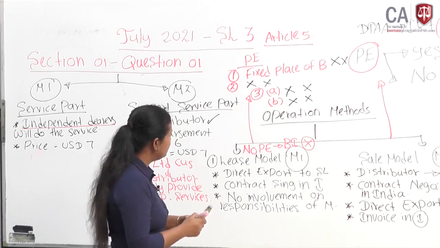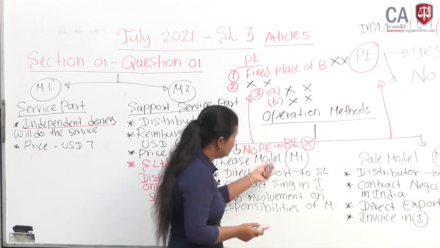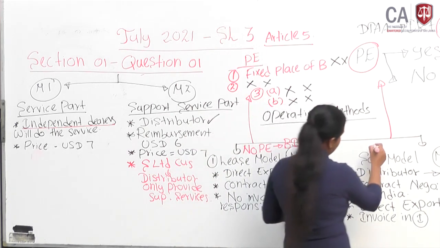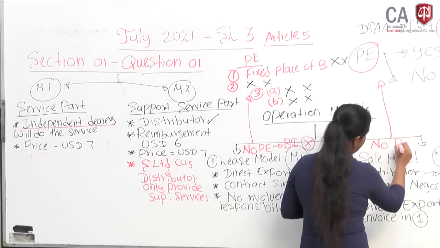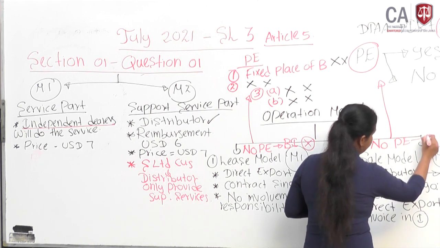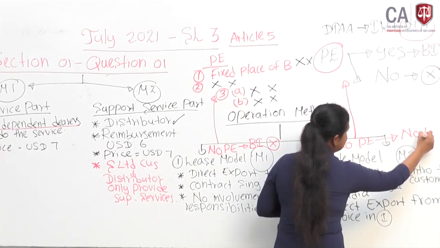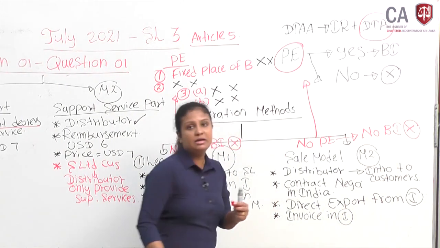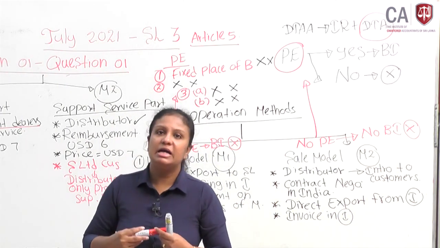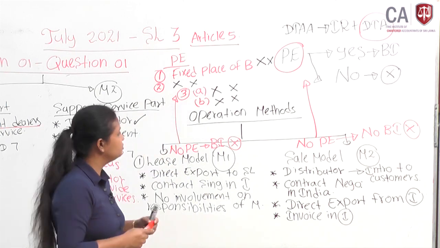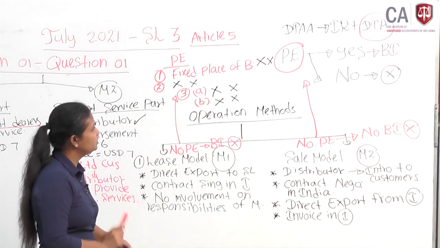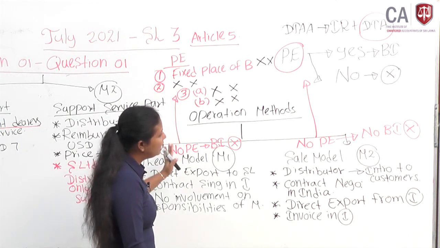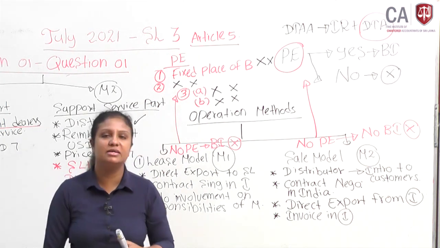Then even in Model 1 and Model 2, which is the sale model, no PE. Therefore no business income will be taxed in Sri Lanka, because if you need to compute the business income, it should be attributable to the permanent establishment. Is it difficult? The only thing you have to do is analyze the question well, nothing other than that.